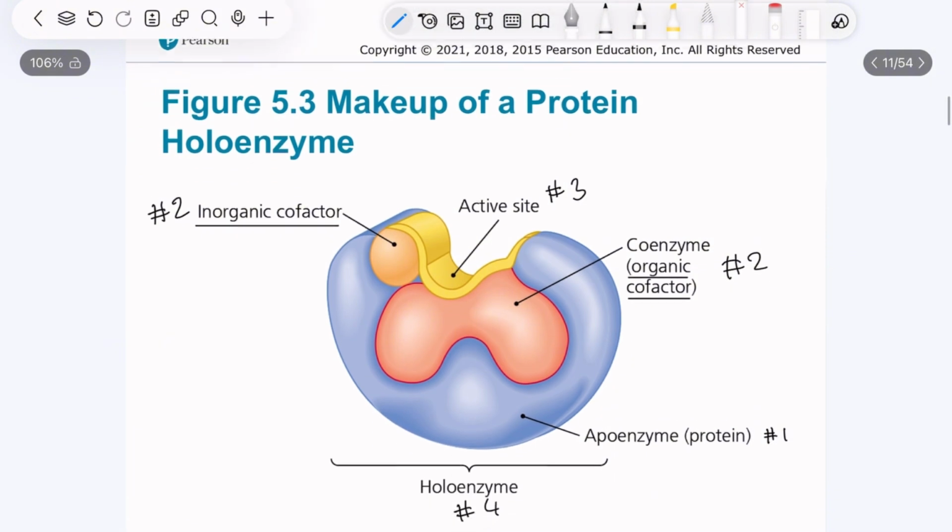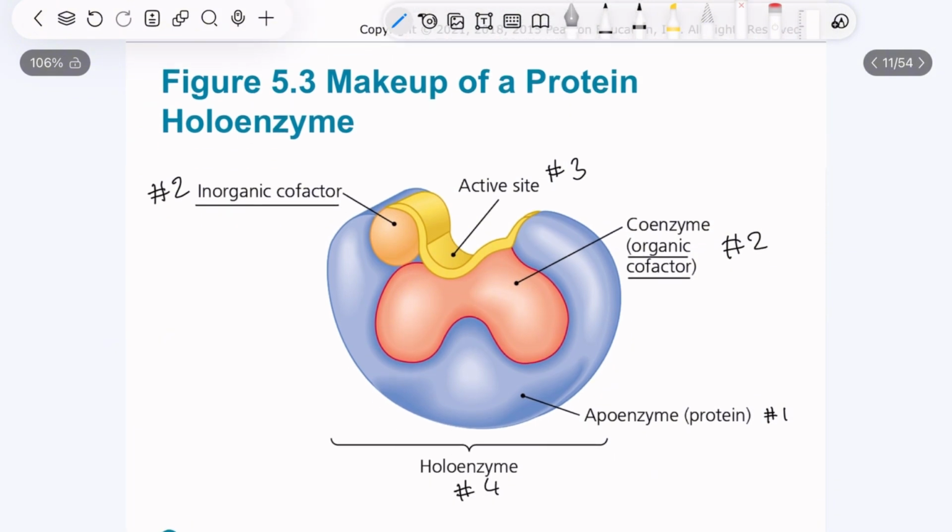And so then we move on to the makeup of a protein holoenzyme. So again, the apoenzymes are inactive if not bound to non-protein cofactors. So in this case, we have an inorganic cofactor and a coenzyme cofactor, which make up the active site. Now, this whole structure is also known as the holoenzyme. So every structure here, once it's made, is known as the holoenzyme.